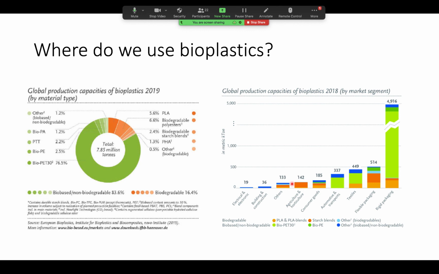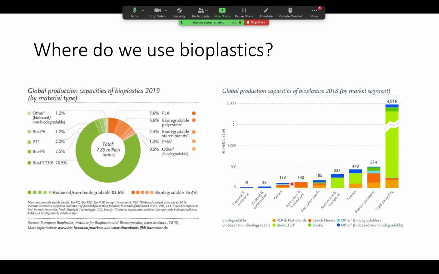So that's basically most of the talk, but I have a little bit of data here to give you a perspective on what the industry looks like. My thought is that you guys are going to be the next generation of innovators, so you should know where these things stand. You see how these bio-based but not biodegradable materials are 83% of the bioplastics in 2019, and we have about 16.4% of the biodegradable ones. PLA and biodegradable polyesters are the largest categories there, and bio-PET is by far the largest of the bio products, but it's not biodegradable.